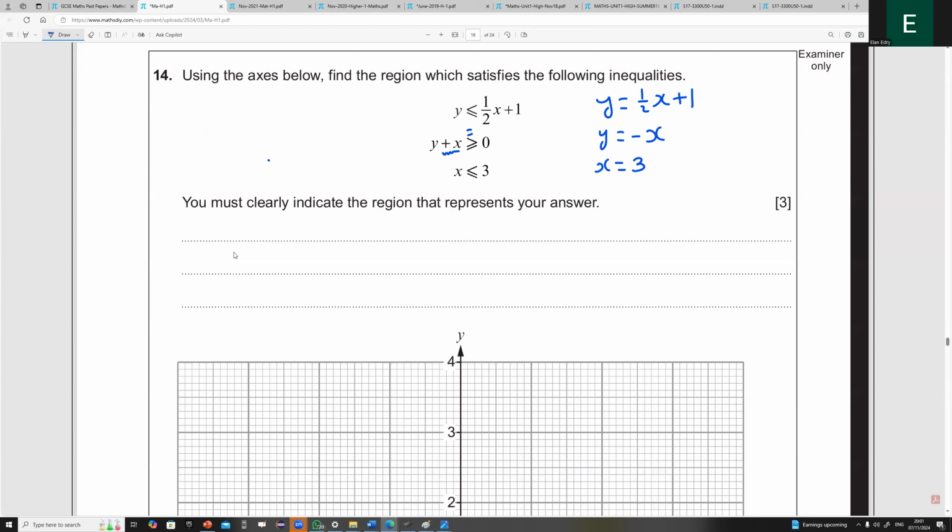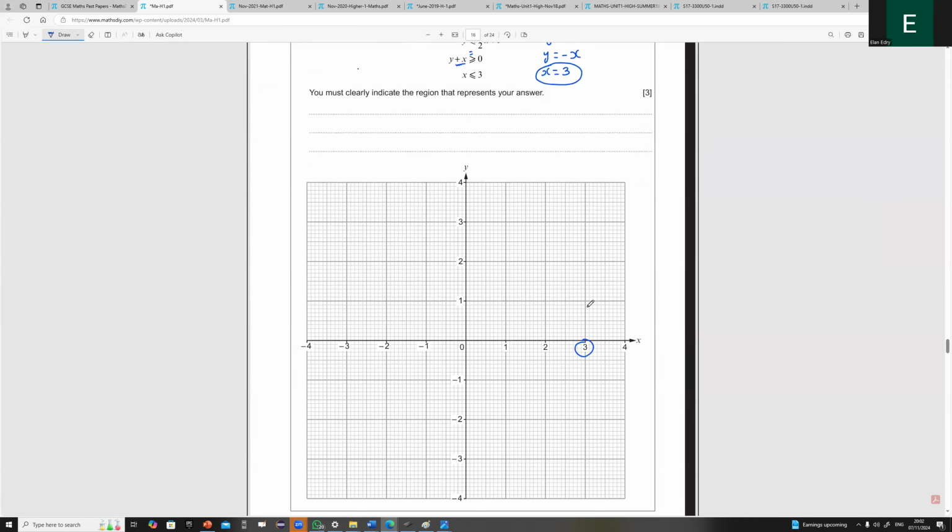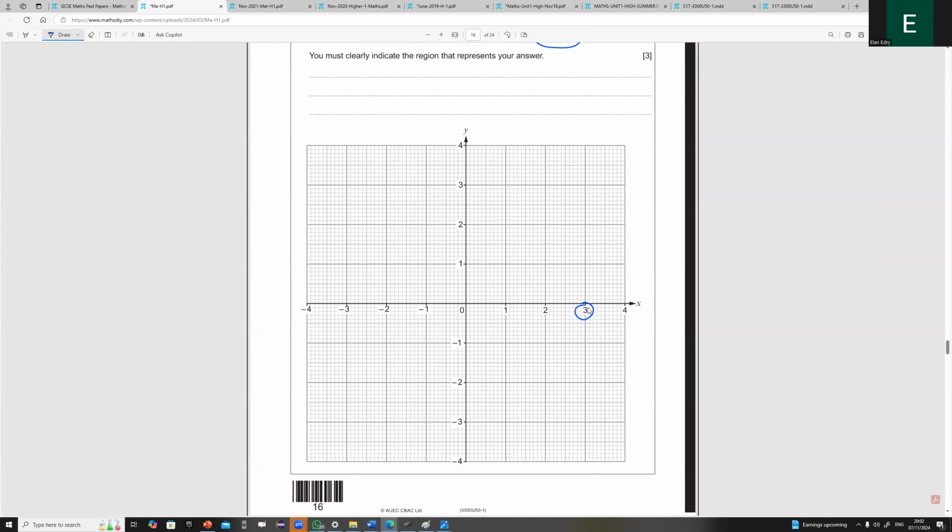Okay, so to actually draw the graphs, if you have y equals a number, you can just draw it. Or if you have x equals a number, you can just draw it. So we can draw x equals 3 by literally going to where x is 3. So that's here, and just drawing a straight line up. Okay. So I'm just going to try and do that. Obviously I haven't got a ruler. So that is the line x equals 3.